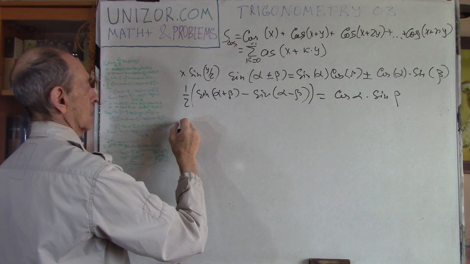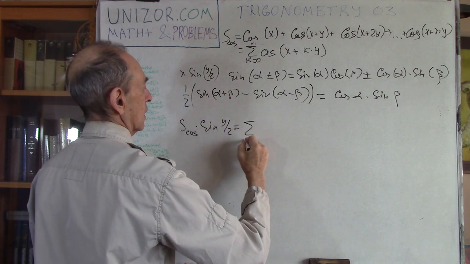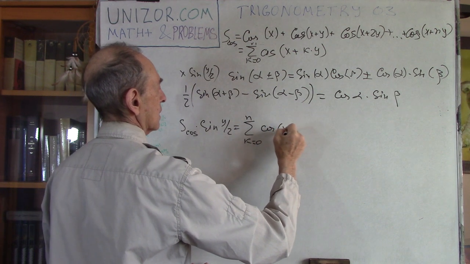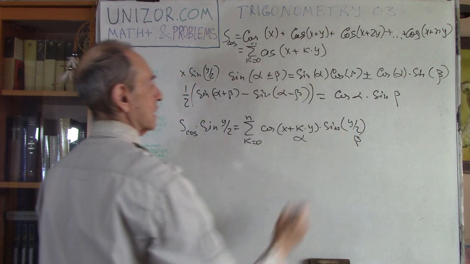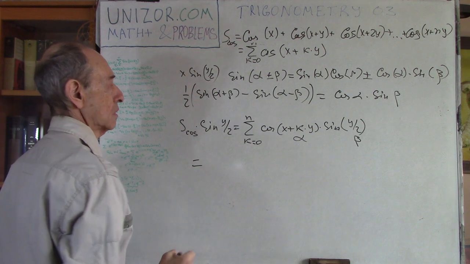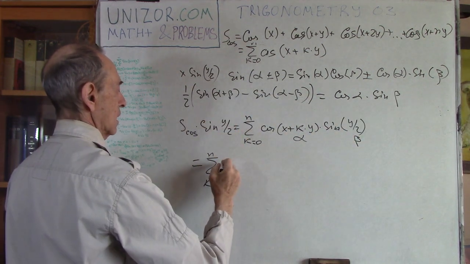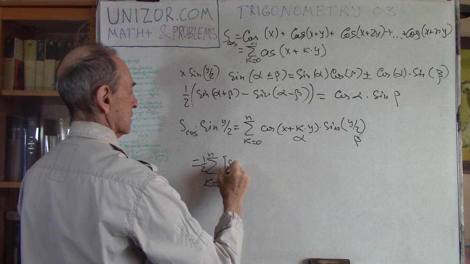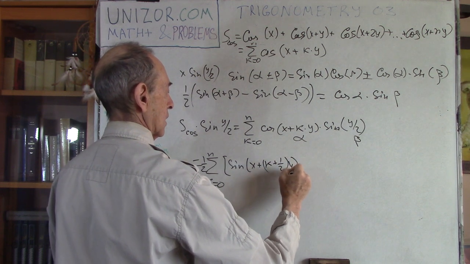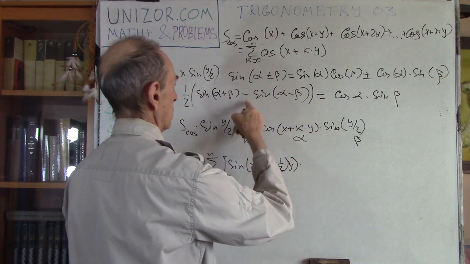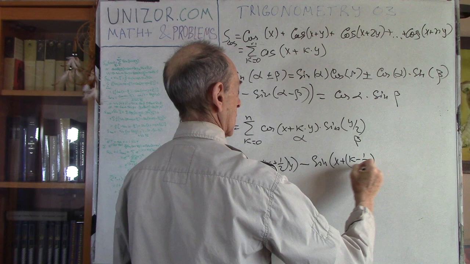So I multiply S, the cosine sum, by sine of y over 2, which is equal to the sum from k equals 0 to n of cosine of x plus k times y, times sine of y over 2. So this would be alpha, and this would be beta. So it's equal to the sum from k equals 0 to n of cosine times sine, which is one half sine of their sum, x plus k plus one half y, minus sine of their difference, x plus k minus one half y.